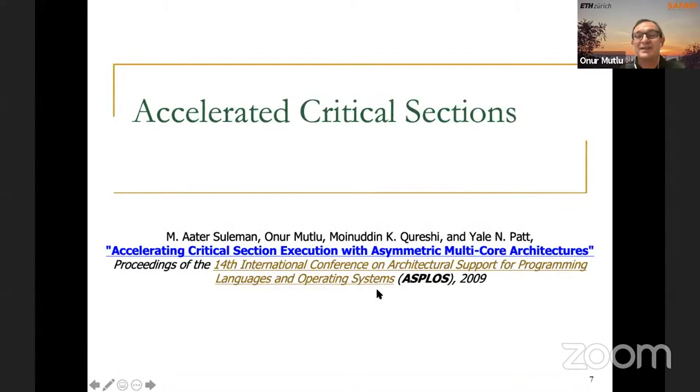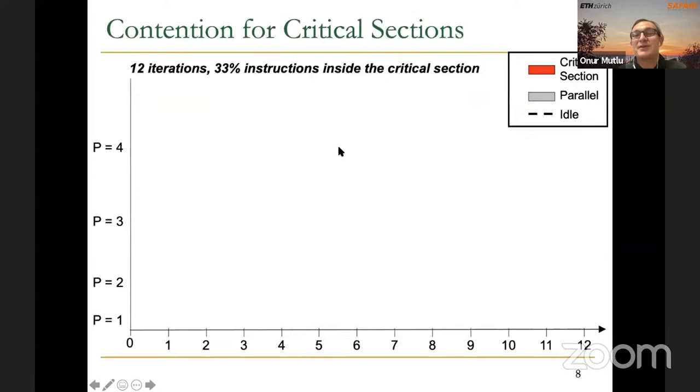So we're going to start with critical sections. Critical sections are important, as we discussed yesterday. And this is the first work that we did in this area when we thought that this problem was really important. And it's still really important, in my opinion. Going forward, these are some of the hard problems that we need to solve in computing. Okay, so we're going to talk about accelerated critical sections. So let's talk about critical sections and their impact on performance first.